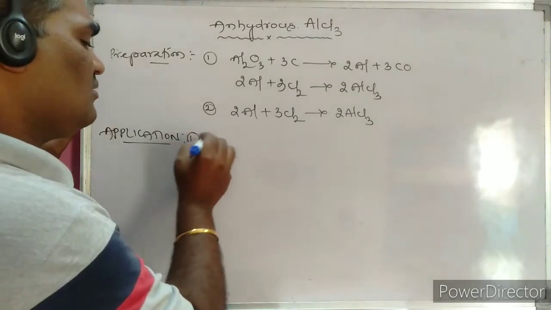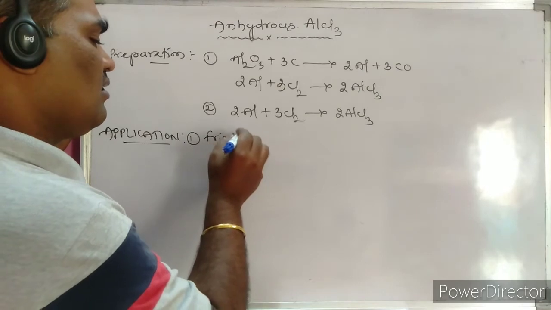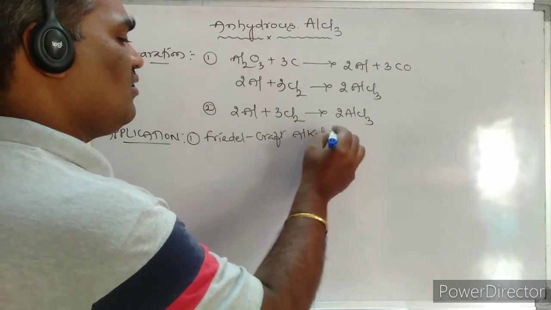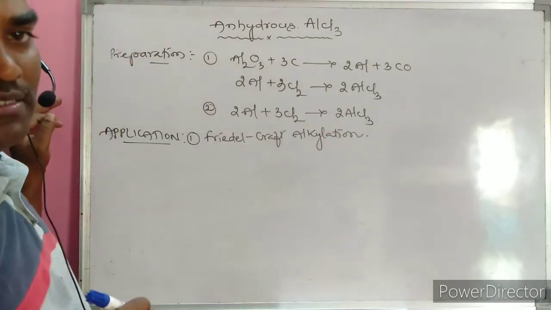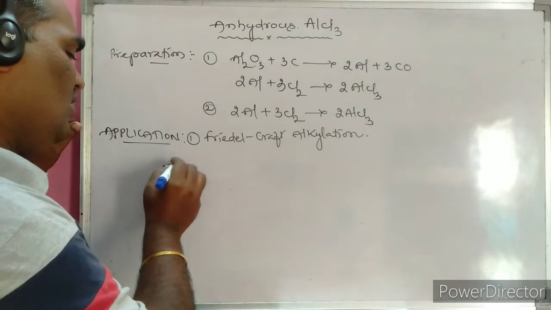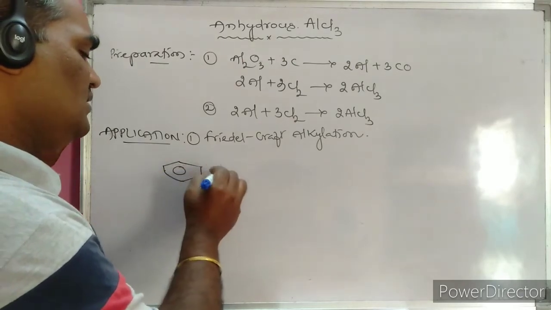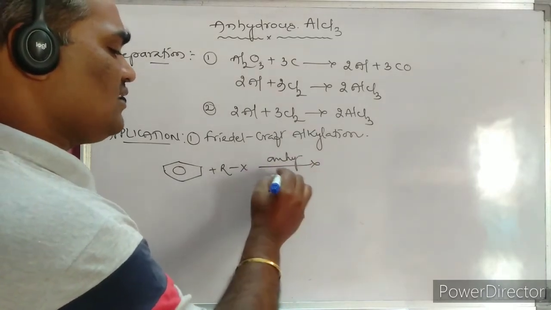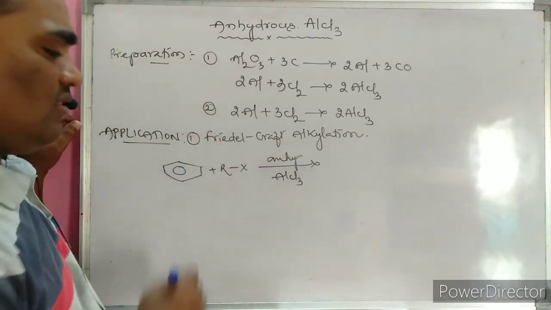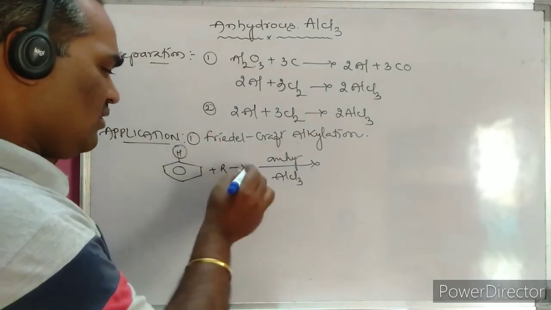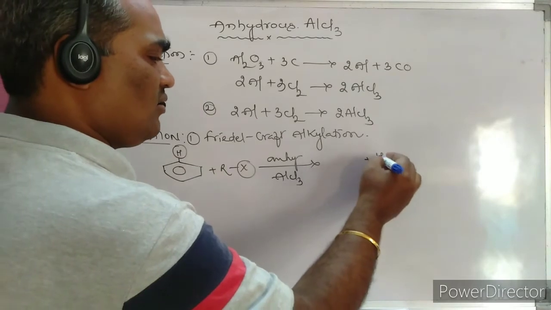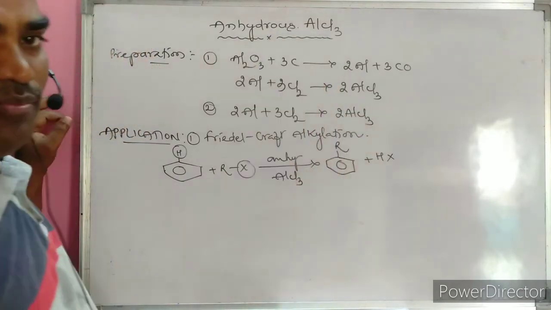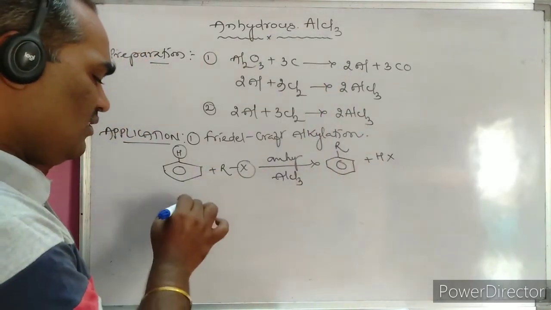The first example is Friedel-Crafts alkylation. What is the importance of the anhydrous AlCl3? Let's see. What is the Friedel-Crafts alkylation? Benzene reacts with alkyl halide in presence of a catalyst, anhydrous aluminum chloride. There is loss of H from here and X from here. As a byproduct HX is formed, and the important product, alkyl benzene, is formed.